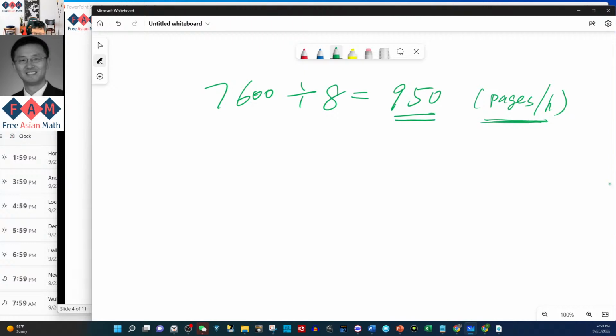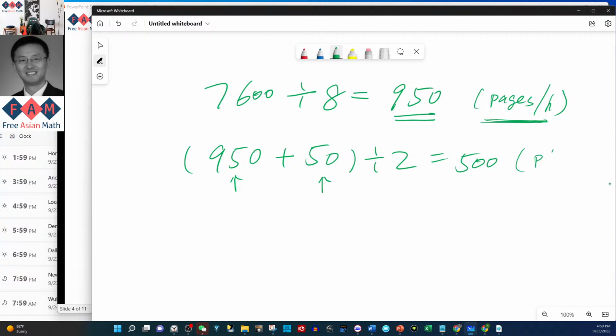It's 950. And what is the difference? The difference is 50. Now we know by the same formula, the larger quantity of interest must be this sum plus the difference divided by 2. Easily, this is 1,000 divided by 2. So this is 500 pages per hour. Or you can write a capital H if you will. What is this? This is the higher-speed printer, which is HP. The number of pages the HP printer can print out in 1 hour.